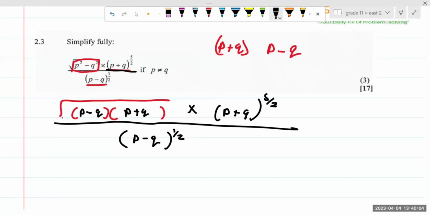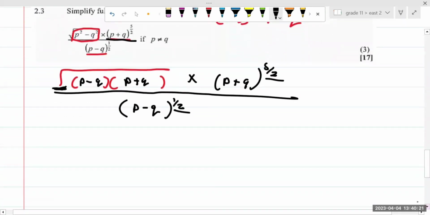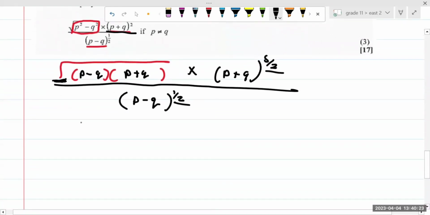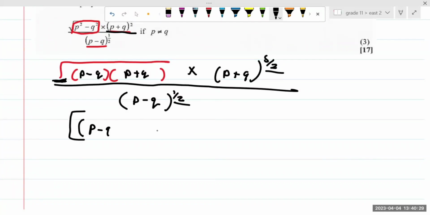Now, remember we're speaking about this one. This is a root. No? Yes. So if it's a root it can be changed into an exponent. So I'm going to try to change that root into an exponent because I already see I have an exponent here. I also have an exponent here. So it makes sense to change that one also to an exponent. So I will have P minus Q into a bigger bracket. And then I will have P plus Q.